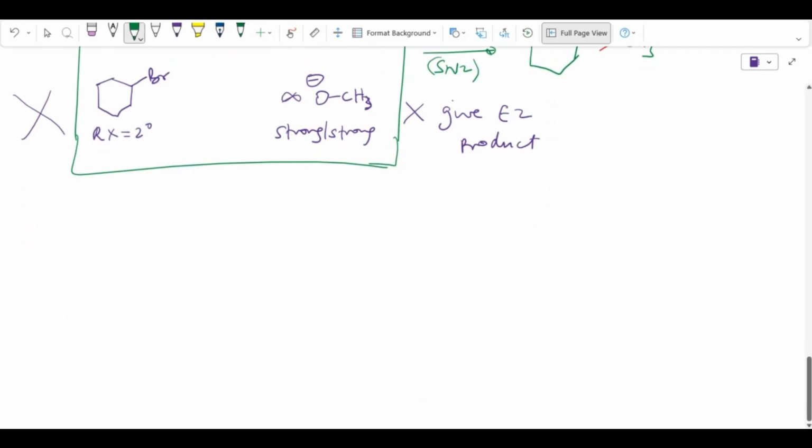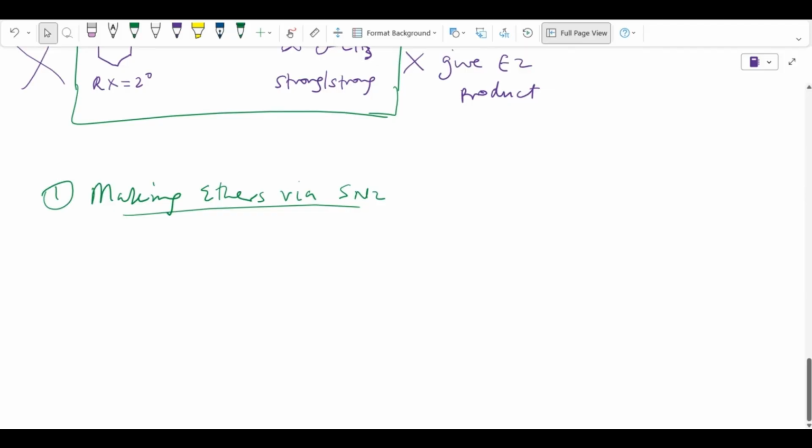Let's make some progress. The next thing we'll be discussing will be the making of ethers. How can you synthesize ethers via the SN2 mechanism? To make an ether via the SN2 mechanism, you need a strong nucleophile. So you would have your strong nucleophile. Usually, the strong nucleophile is also a strong base. And of course, you will have your alkyl halide. Your alkyl halide generally should be primary or methyl.